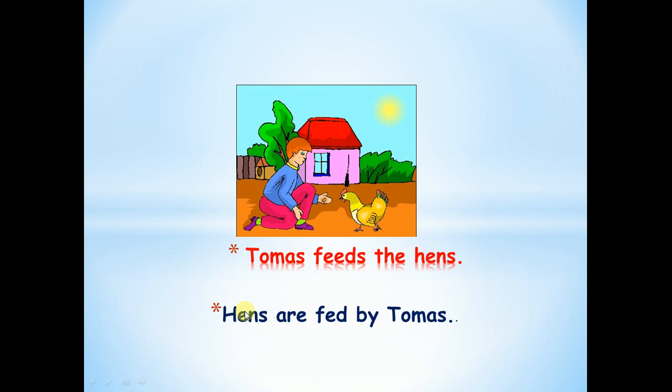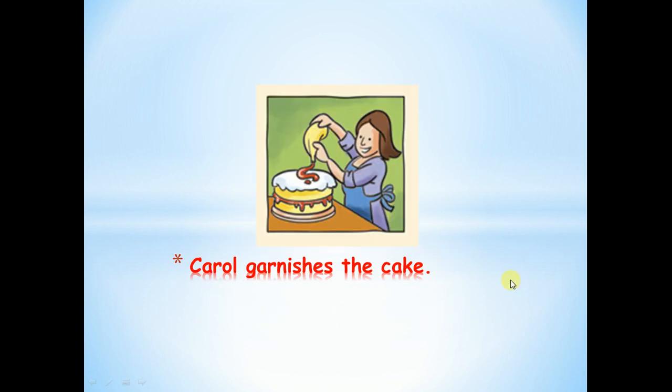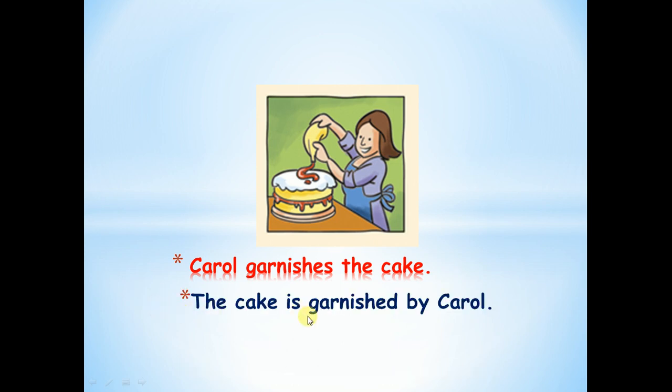Again, hens will be the subject. This is plural, so we use the verb be are, and then the past participle verb of feeds is fed, and we use by Thomas. Okay, so hens are fed by Thomas. Next example, Carol garnishes the cake. This is an active sentence. The passive sentence will be the cake is garnished by Carol.